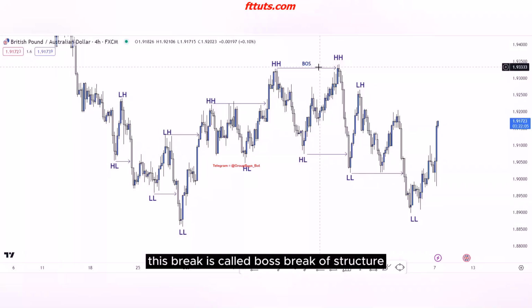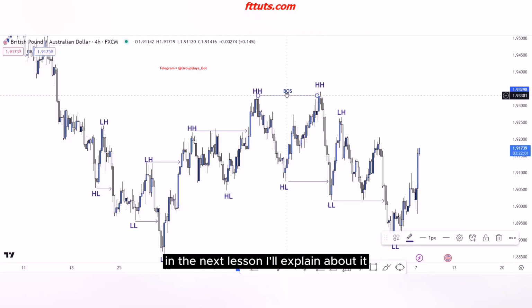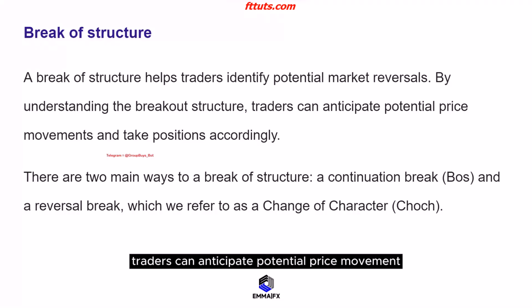This break is called the BOS, break of structure. In the next lesson, I will explain about it. A break of structure helps traders identify potential reversals. By understanding the break of structure, traders can anticipate potential price movement and take positions accordingly.